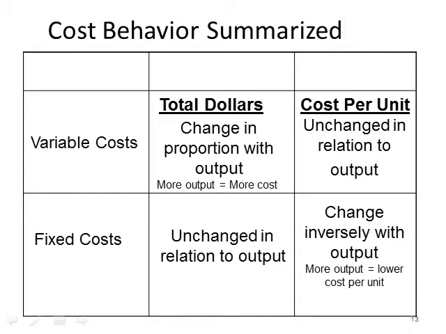And so in this chart, we have a summary of the way our costs change in total or per unit. Variable costs total dollars change in proportion with output but remain unchanged per unit. Fixed costs total dollars remain unchanged in relation to output but change inversely per unit.